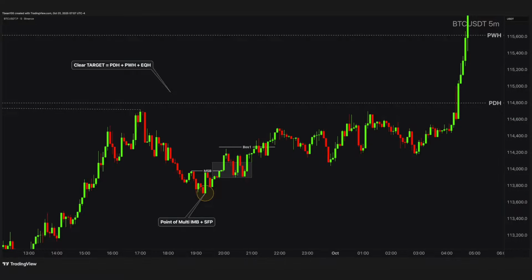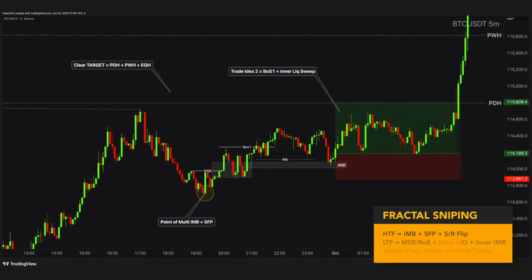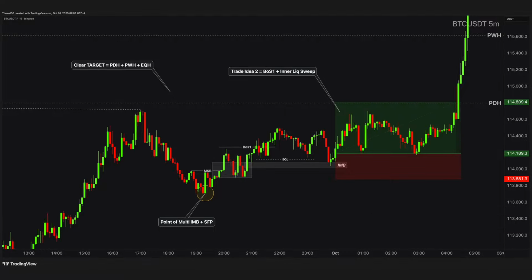But if you are not comfortable taking the very first reversal structure shifts, or if the first MSB stops you out a lot, then you will want to wait for the first real break of structure. In this example, that's exactly what happens. It creates what looks like a fractal sniping setup, sitting just above the imbalance area, the inner imbalance area. And that right there becomes your fractal sniping entry point.